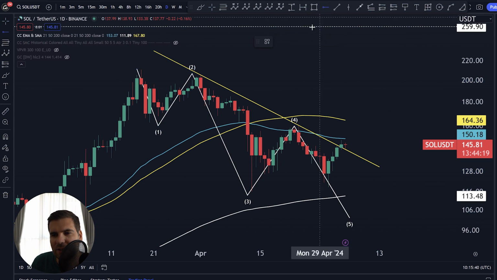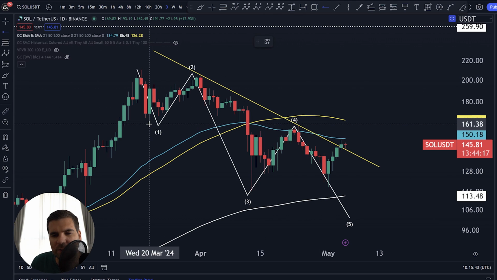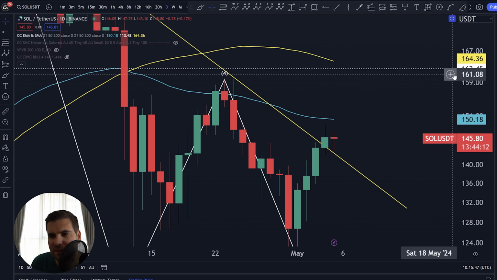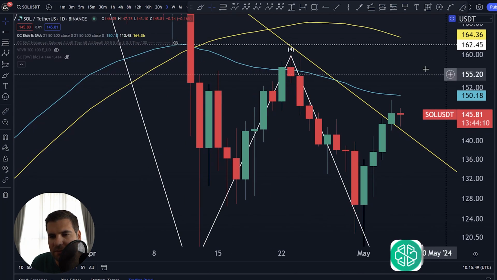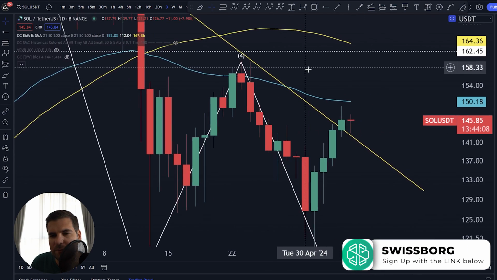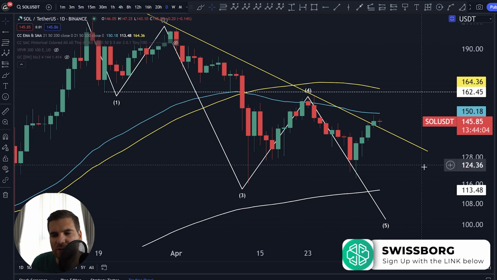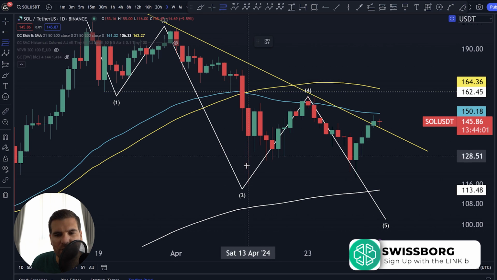Okay, the invalidation of this, or what the bulls are going to want to do in order to prevent any further slippage to the downside, is rally the price up higher than $162.45, which will be where we currently find our wave 4 situation here. Okay, so we need to break up higher than $162.45 to prevent further slippage to the downside.